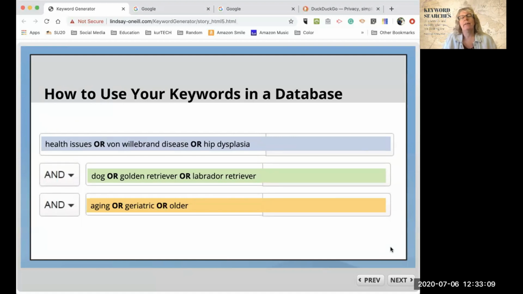So if and broadens things out, and or combines things, what do you think not does? Yeah, exactly. It eliminates things. I want Golden Retriever, not Labrador Retriever. And so that narrows things down. So let's see what's next.